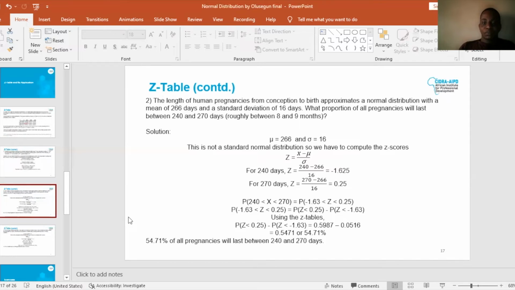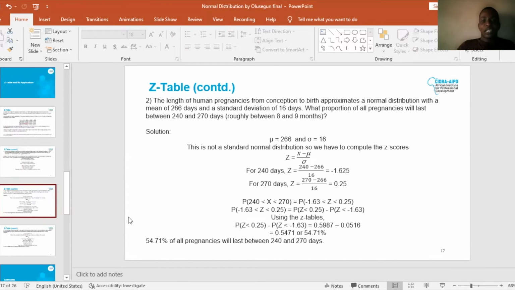Now, the second example. The length of human pregnancies from conception to birth approximates a normal distribution with a mean of 266 days and a standard deviation of 16 days. What proportion of all pregnancies will last between 240 and 270 days? That's roughly between 8 and 9 months.